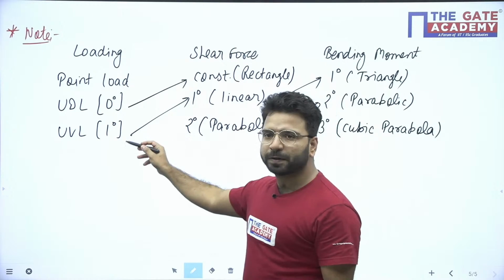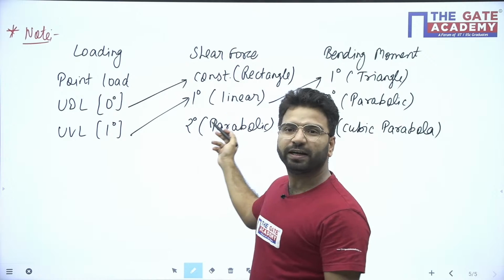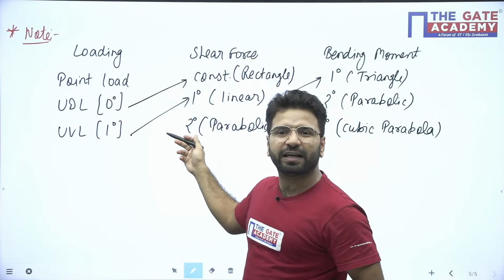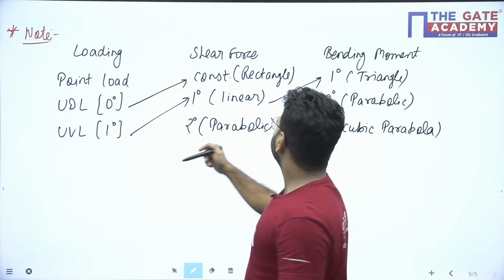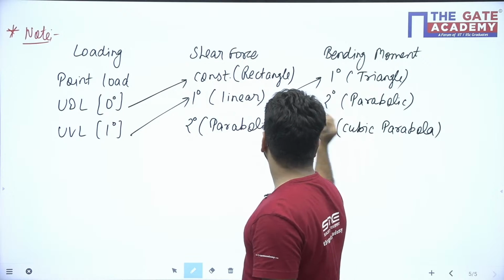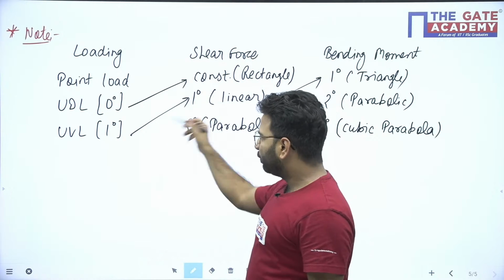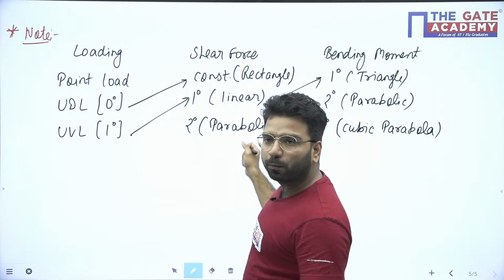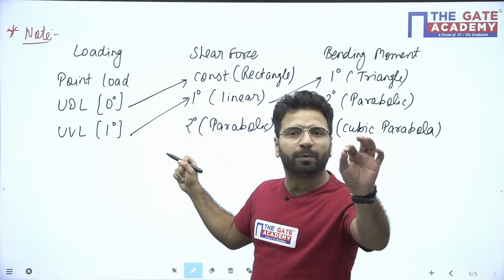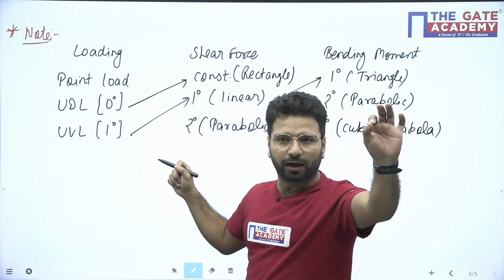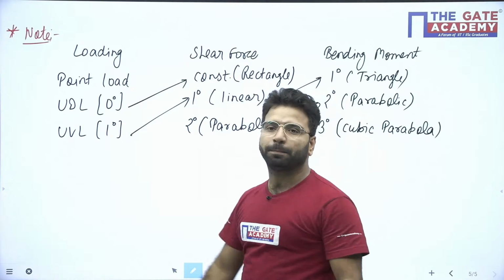If UDL is present, shear force diagram will be 1 degree linear. Okay, 1 degree linear means it will be like a triangle. Second degree parabola, you know. If UVL is present, it will be a parabola. Second degree means a square parabola, and 3 degree means it's a cubic parabola.